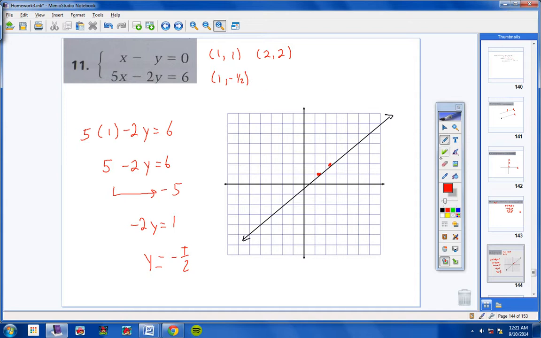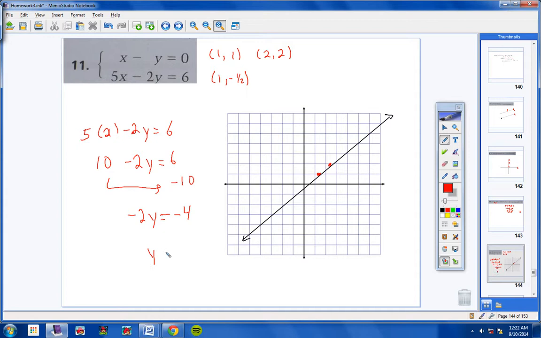Alright, now let's put a 2 in for x. And 5 times 2 is 10. Bring your 10 over and make it a negative 10, and you're left with negative 2y equals negative 4. Divide both sides by negative 2. A negative 4 divided by a negative 2 is 2. So when you put in a 2, you get out a 2.